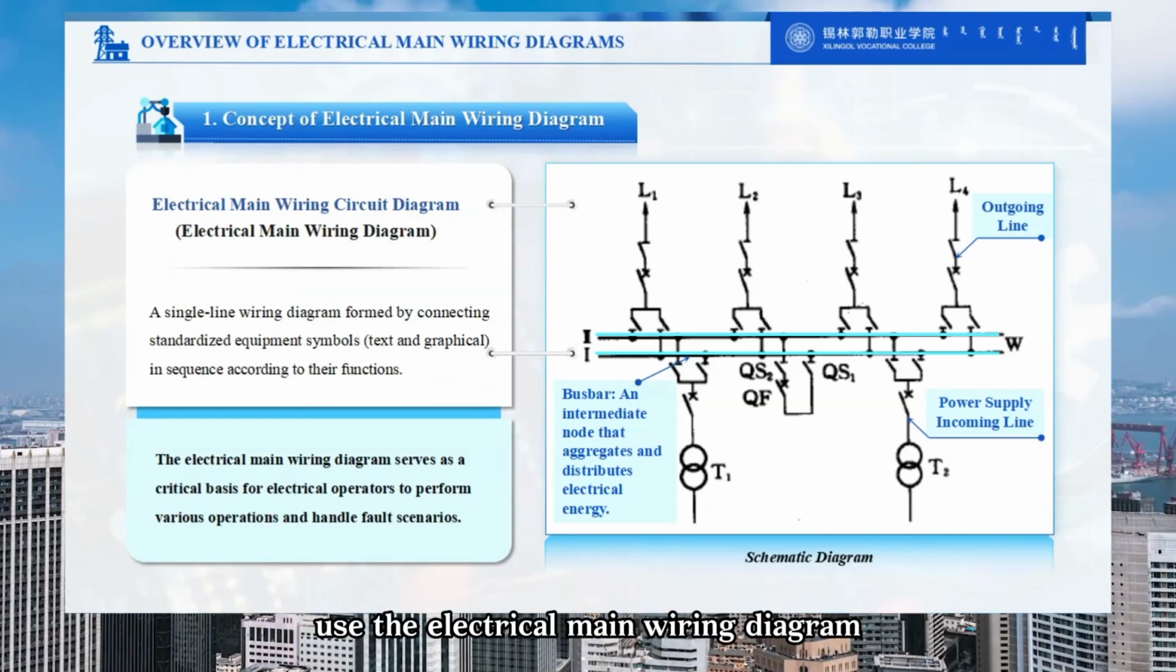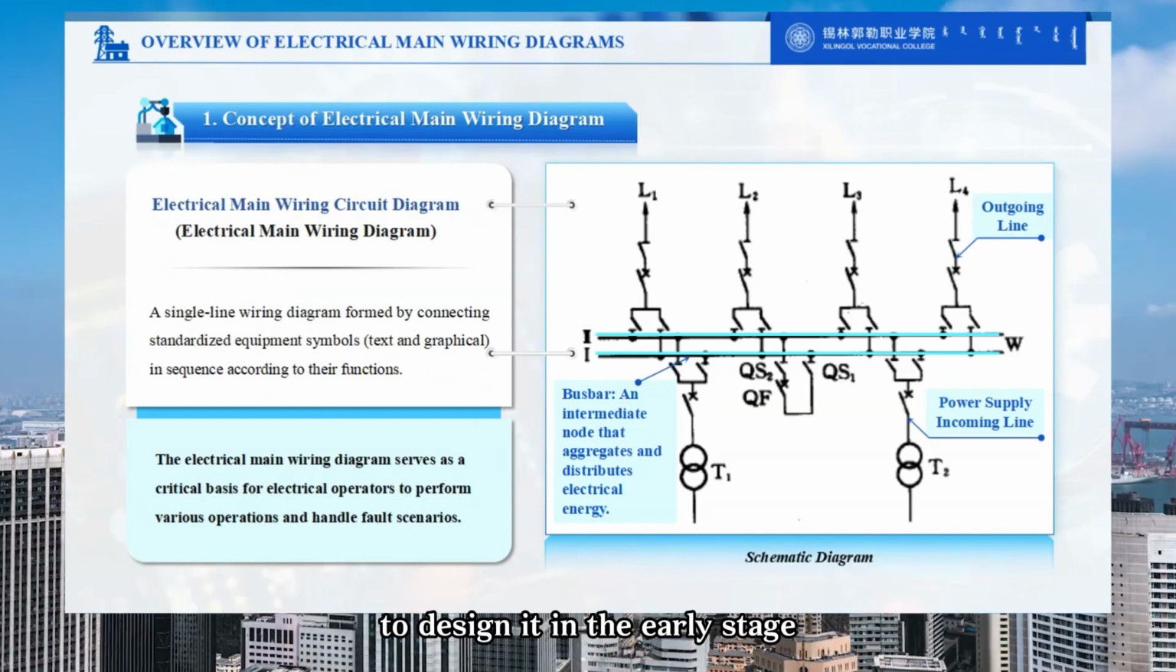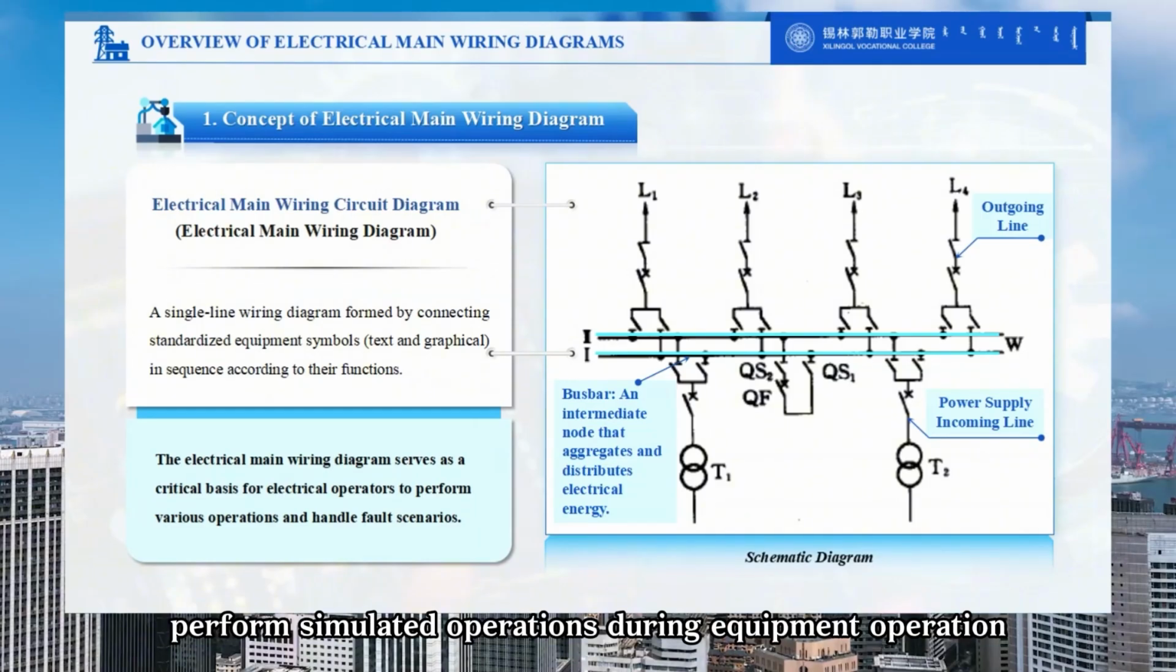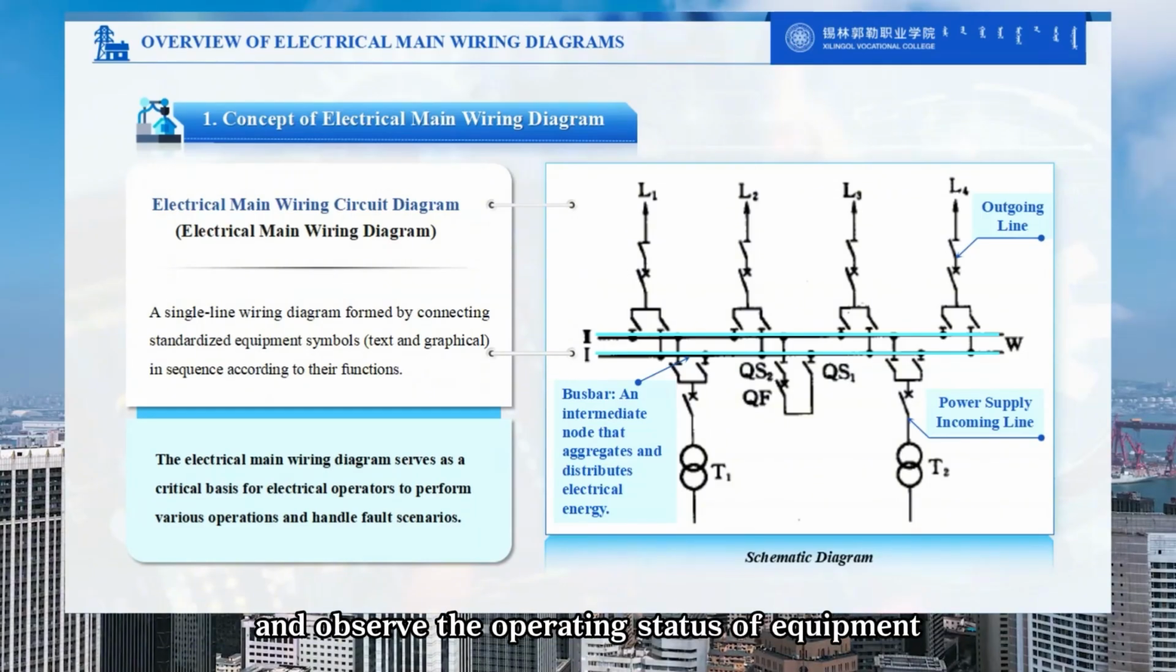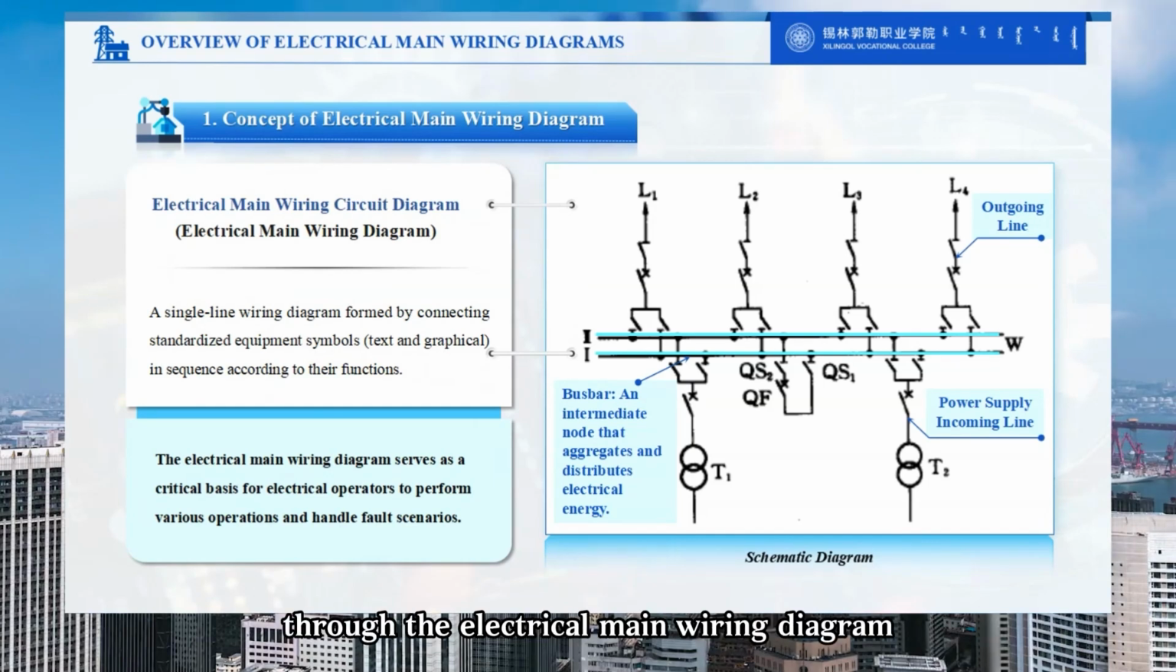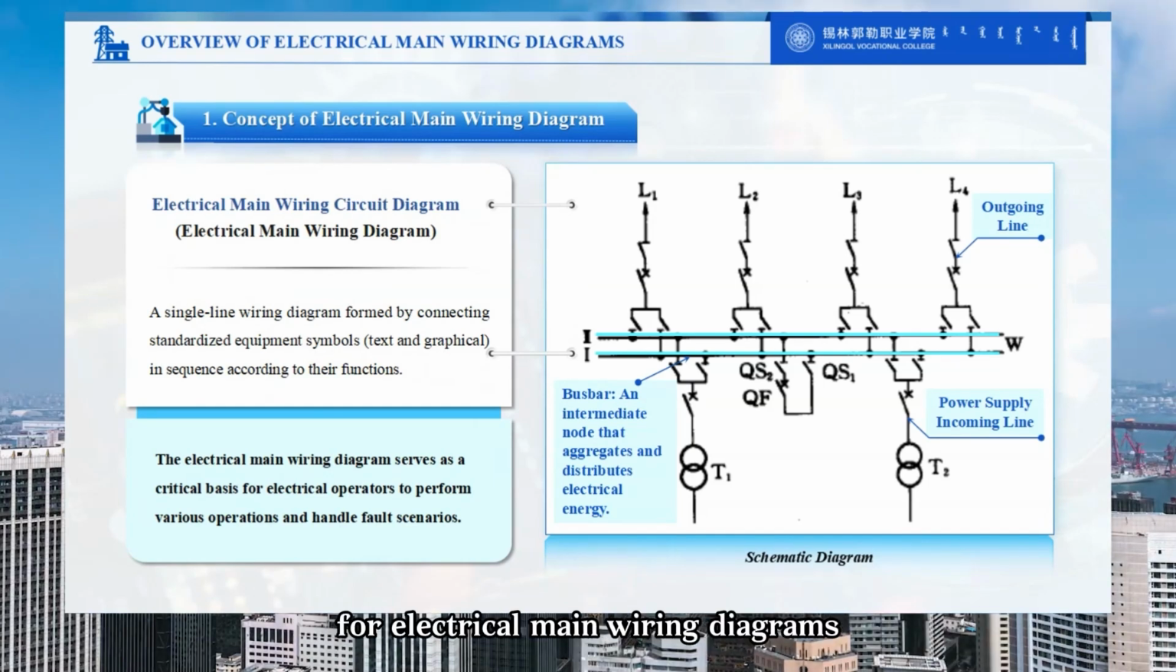On-site staff use the electrical main wiring diagram to design it in the early stage. Connect equipment according to it during later factory construction. Perform simulated operations during equipment operation, and observe the operating status of equipment, all presented and completed through the electrical main wiring diagram. What are the drawing principles for electrical main wiring diagrams?